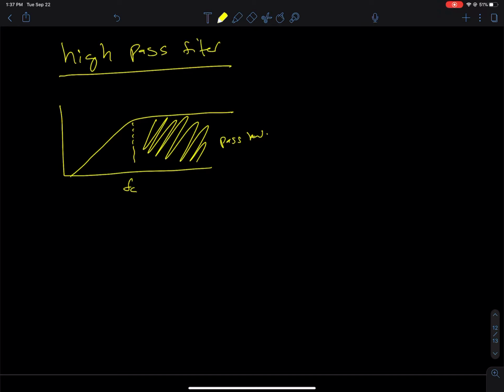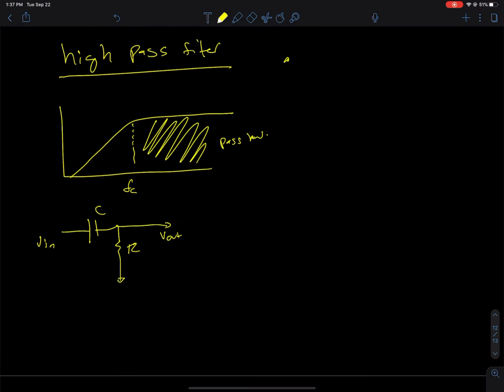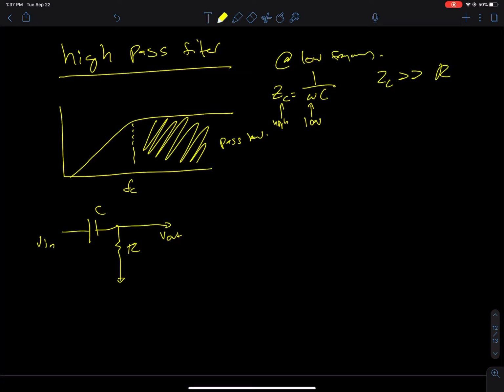Well, for one thing, we can use an RC circuit, just like previously for the low pass. And the analysis will have the same kind of approach. At low frequency, ZC equals 1 over omega C, so at low frequency, ZC is high. So at low frequency, ZC is a lot greater than R.